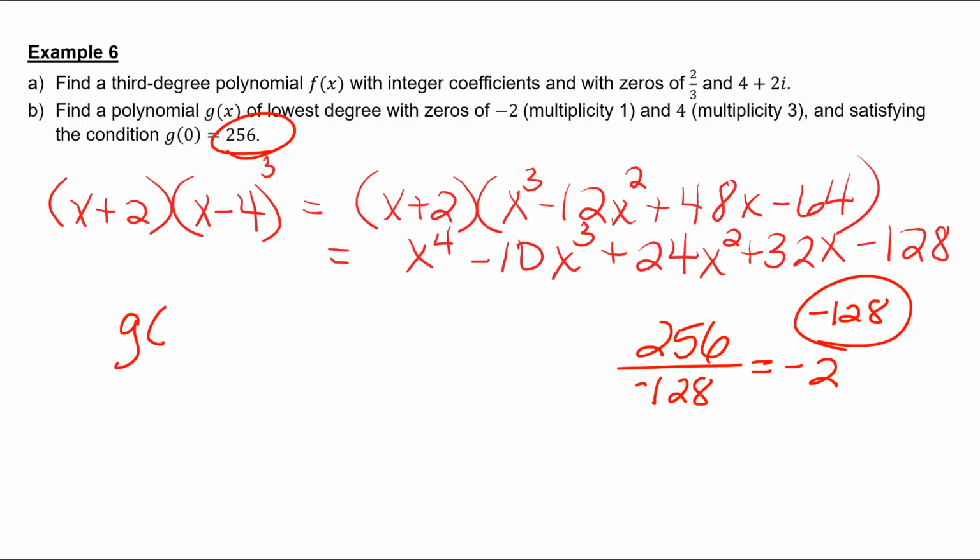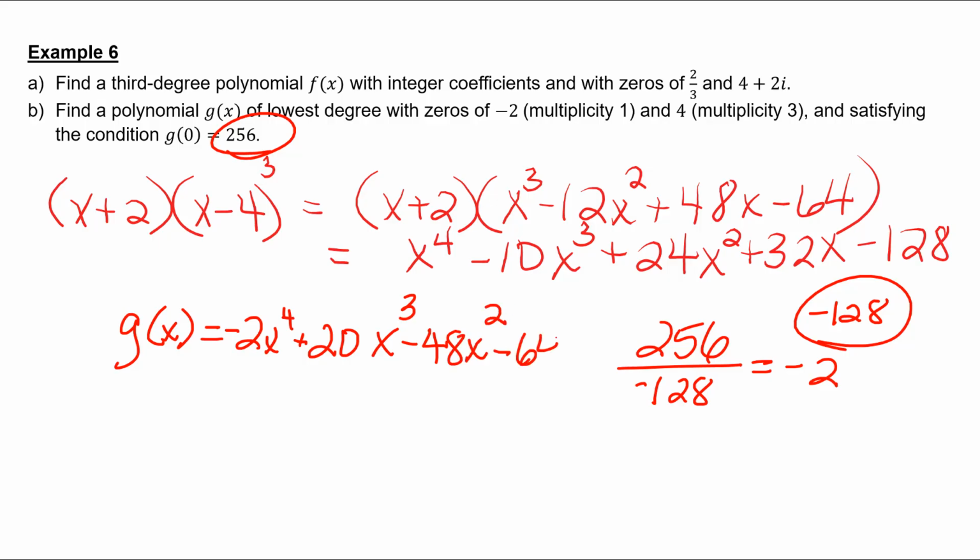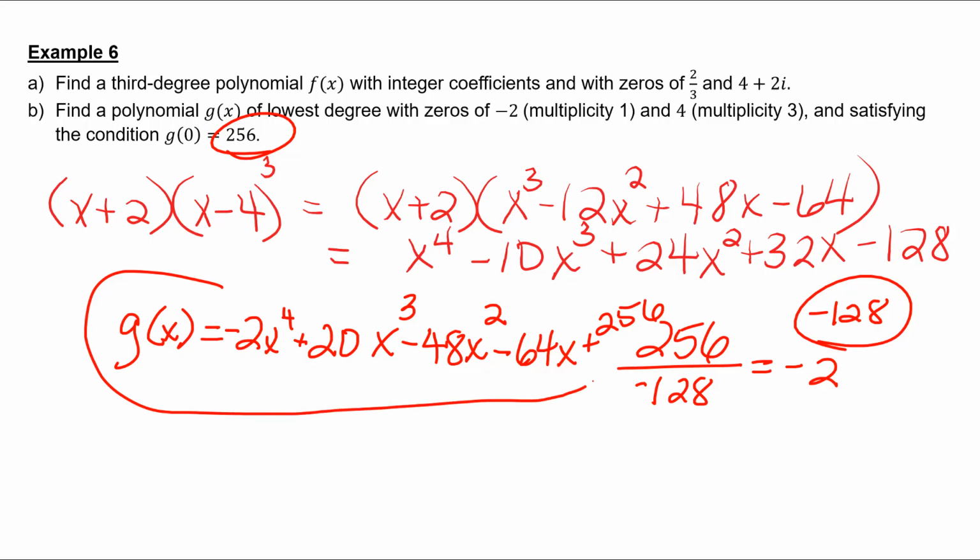So g of x would be -2x to the fourth plus 20x cubed minus 48x squared minus 64x, and then that would be plus 256. So this would be the function I want. That is the function that has those zeros, and g of 0 in this case is going to be 256.